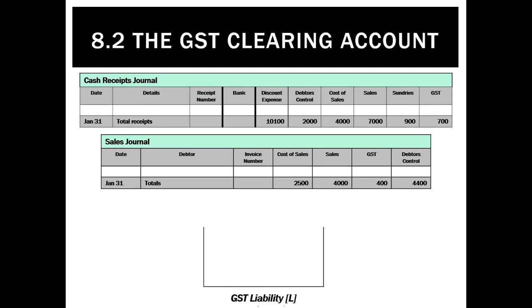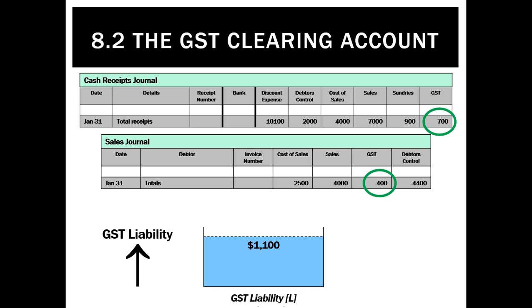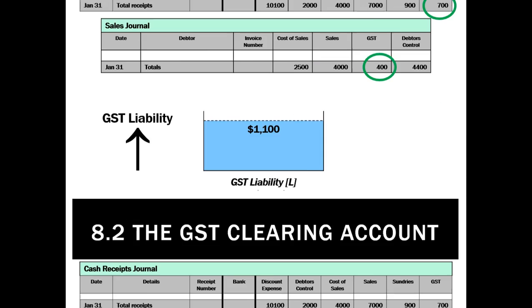So let's look at the GST that we collect and charge our customers. So that'll come from our cash receipts journal and our sales journal. So when we charge or collect GST, that goes into our GST pot, and that increases our liability. So in this case, our liability is going to go up by $700 and $400. That'll be a total of $1,100.